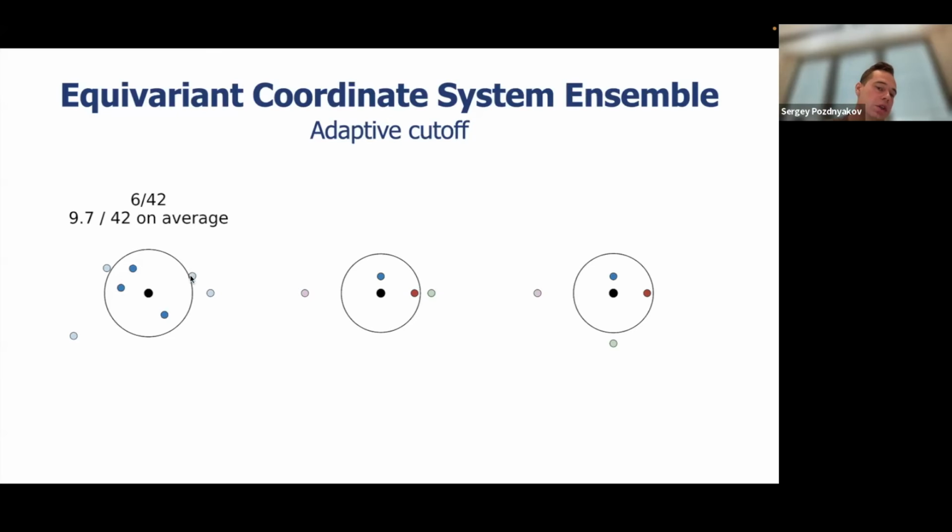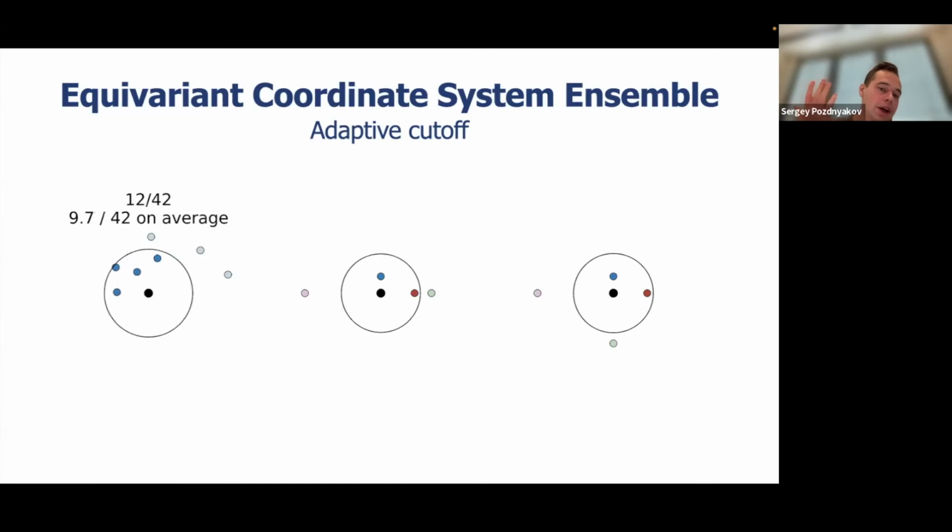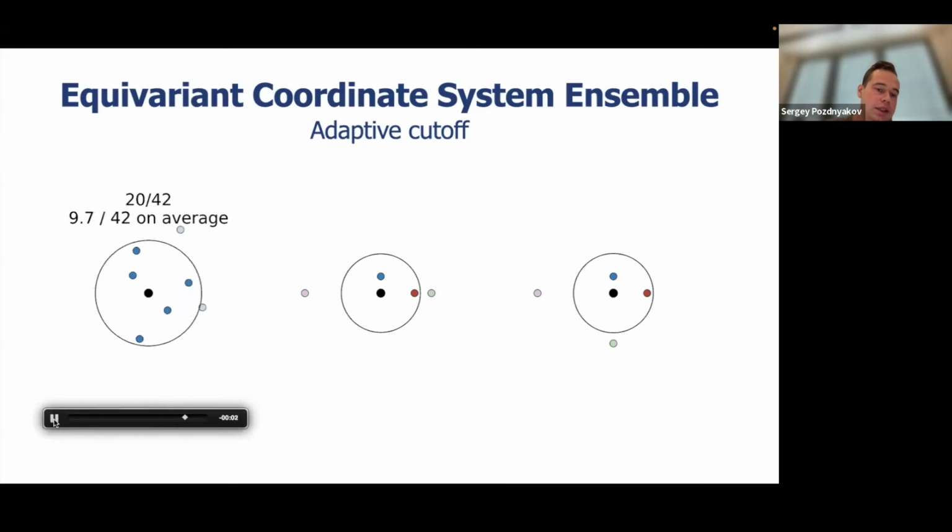Atoms which are outside the cutoff are half transparent. Atoms which are inside the cutoff, and thus used by the symmetrization protocol, are fully colored. So let's see how it works over time. As you can see, our cutoff radius dynamically adjusts to a given geometry. And overall, on average, by average I mean just the integral over time, our symmetrization method uses just 9.7 coordinate systems out of 42, which is quite an improvement.